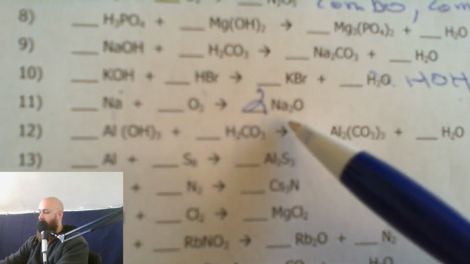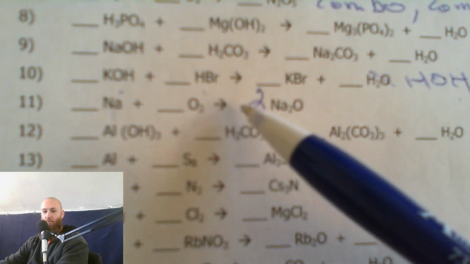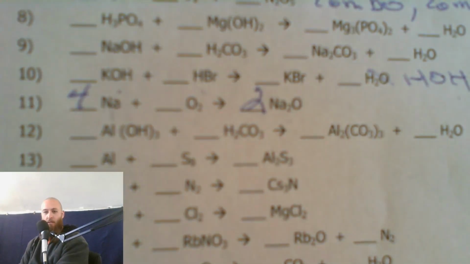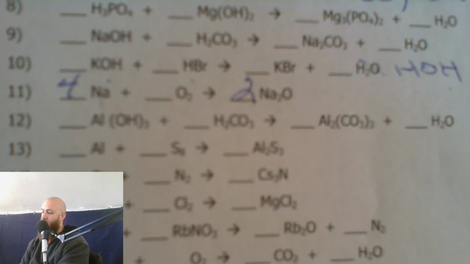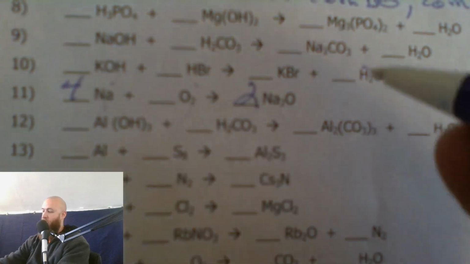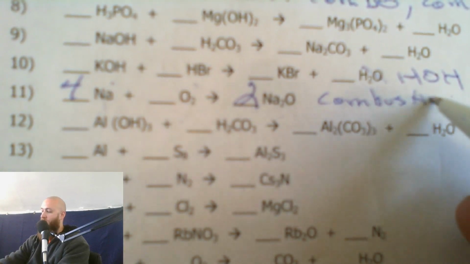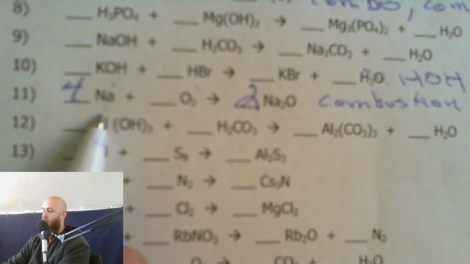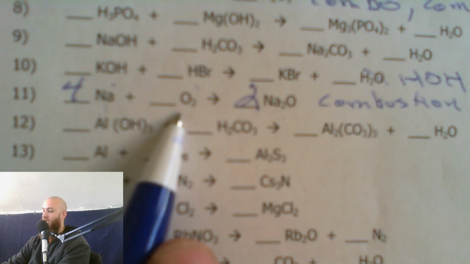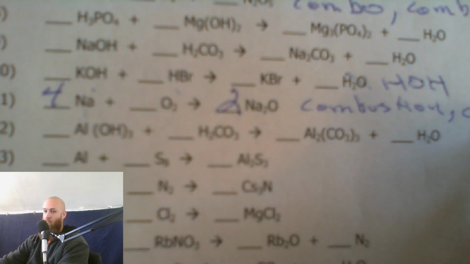Now, if you look at it, it looks like I have 4 sodiums on the right. In other words, after the reaction's over, I have 4 sodiums. So I need to put a 4 here. Done. Now, what kind of reaction is this? What do you guys think? I have a metal and an oxygen gas, or just oxygen, as a reactant. So that must be a combustion. But if you look carefully, this also satisfies the requirements for it to be a combo. 2 reactants, 1 product. So I'm going to call this a combo as well.